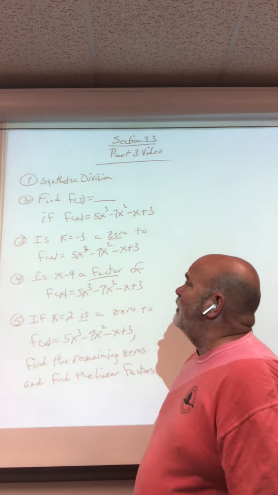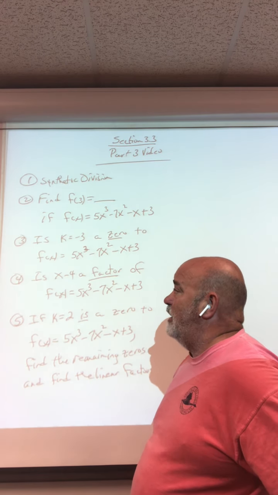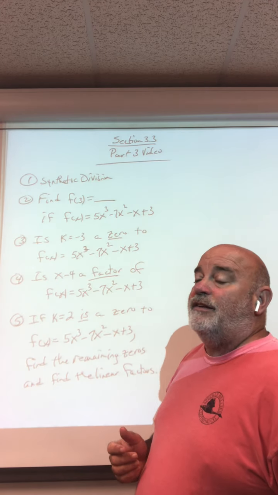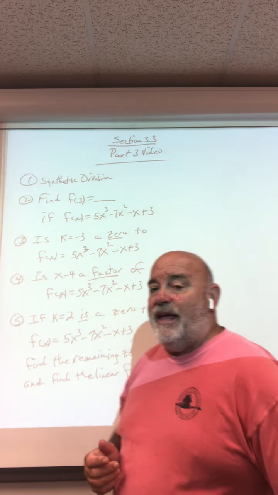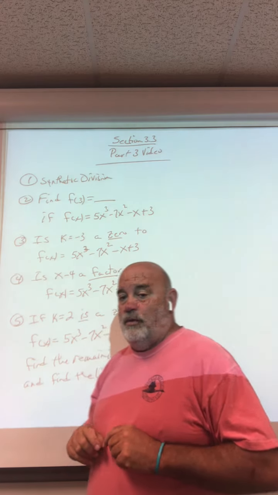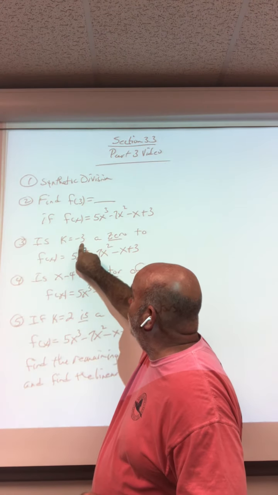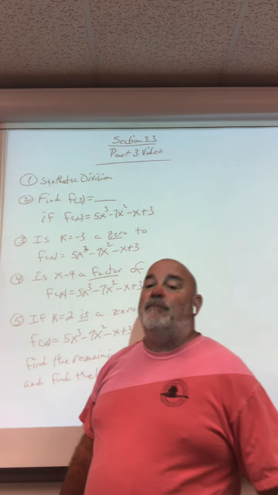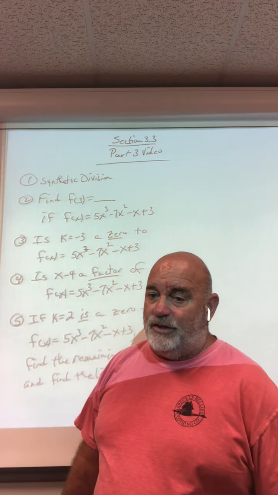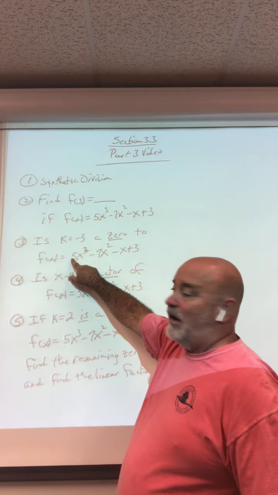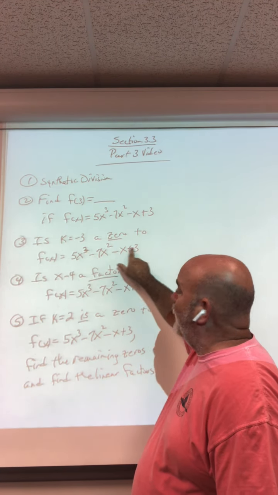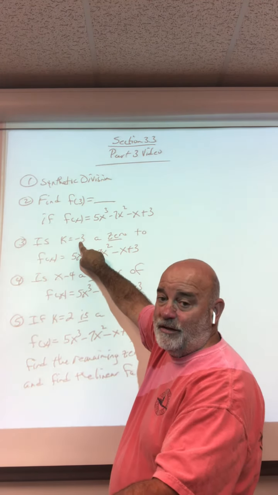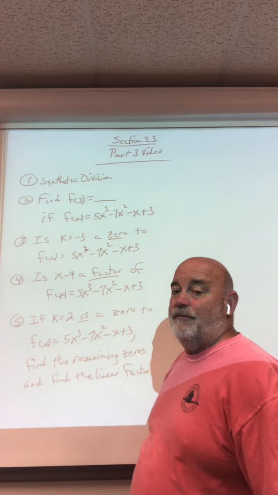Okay, then the next thing that we looked at in section 3.3 is a question something like this. Determine if k is a 0. And it would give me a k value. And the question is, is it a 0? How do we do that? Once again, you do synthetic division. I just made this polynomial up. So these numbers go under your synthetic division bar. This number goes out front. And you do synthetic division.